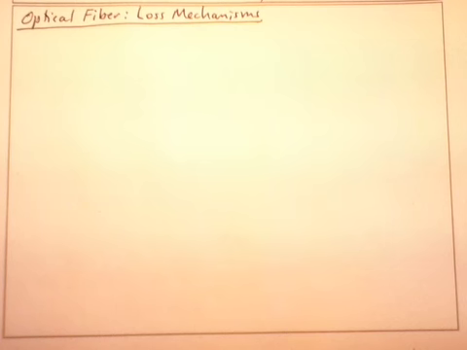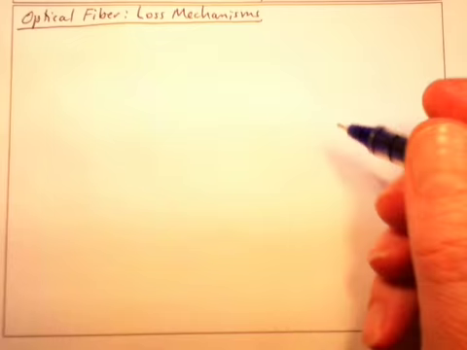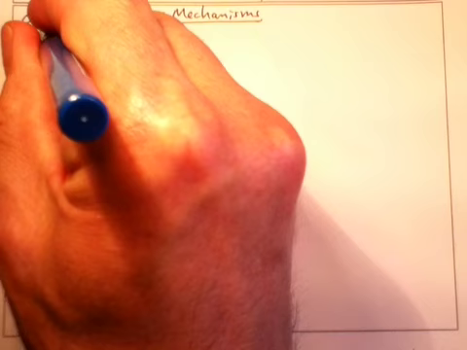Okay, in this video I'm continuing as the second video in Chapter 5 talking about loss mechanisms in optical fibers. And what we'll do is break the loss mechanisms up into three different categories, a fairly standard way of doing it. First is absorption.